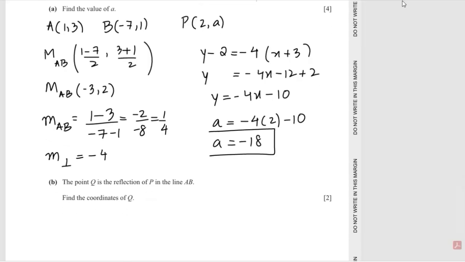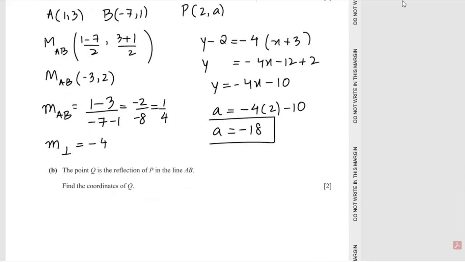Let's take a look at part b. The point Q is a reflection of P in the line AB. It's just a non-scale diagram, but I can make it a bit accurate. So (1, 3) and (-7, 1). Let's say this is A and this is B, the perpendicular bisector will look like this. Let's say P is here somewhere and Q is the reflection in the line AB, so AB is like a mirror line.